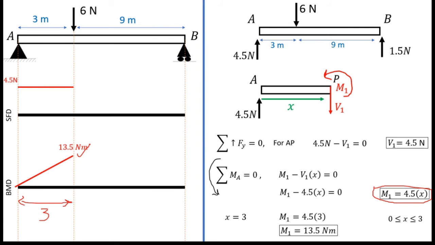So now I have completely drawn the shear force and bending moment diagram for this segment, right? This colored segment. Next I am going to draw the shear force and bending moment diagram for this segment. If I mark it here, see this CB section.